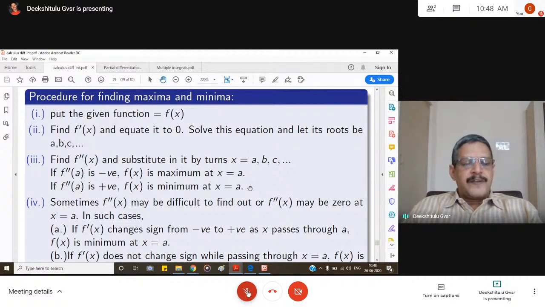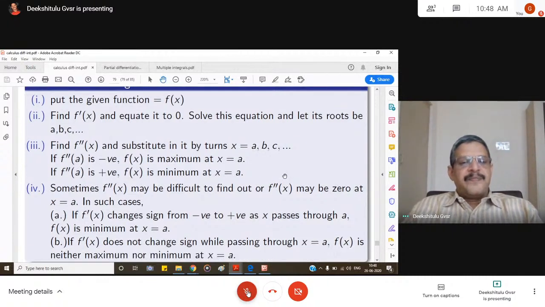We have to find only the first derivative, equate it to 0, and you will get the values of x as a, b, c, and so on. Then find f double dash x and substitute these points here. Wherever f double dash is positive, you get a minimum. Whenever it is negative, you get a maximum.